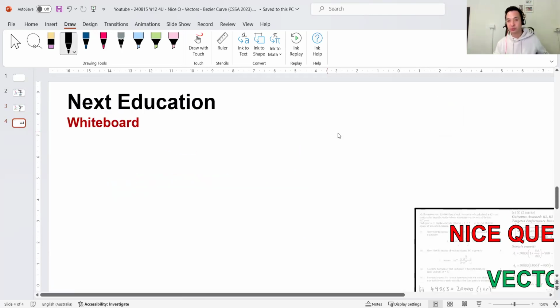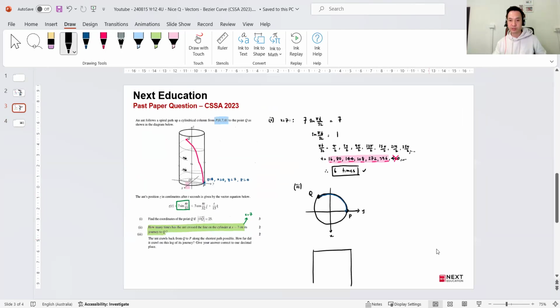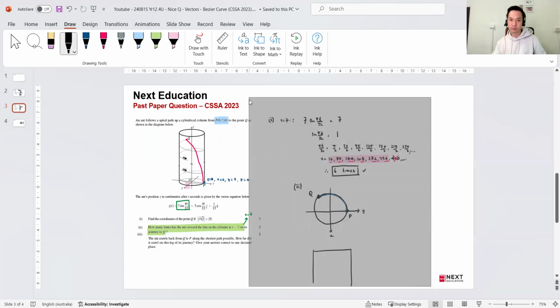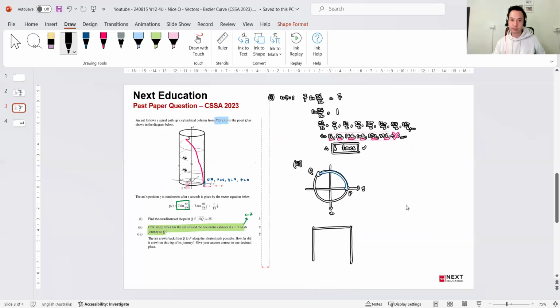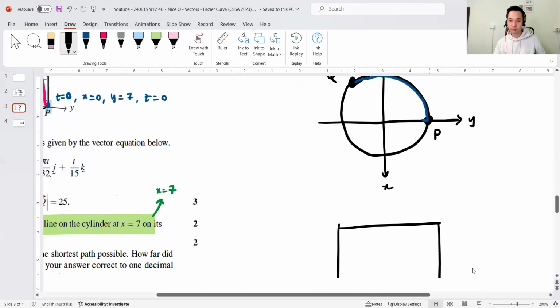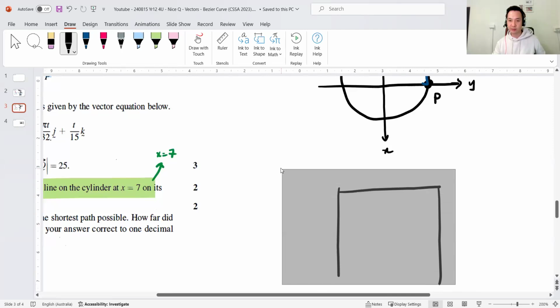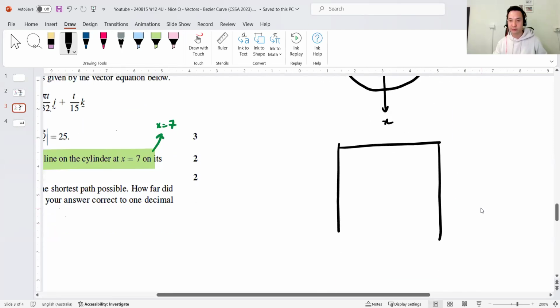Oops, too far down. Let me move this up slightly first. Yeah, I want you to visualize it like a rectangle. It looks like that, where this is Q, and this is P. Basically, I've uncurved it, I've turned it into a rectangle.